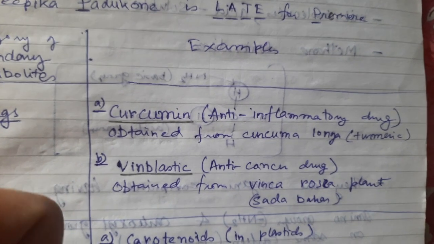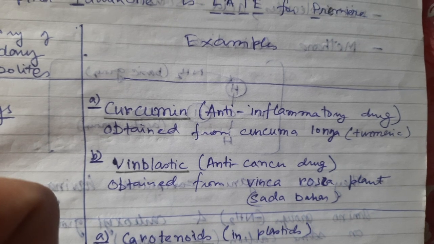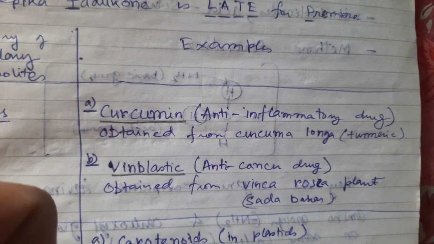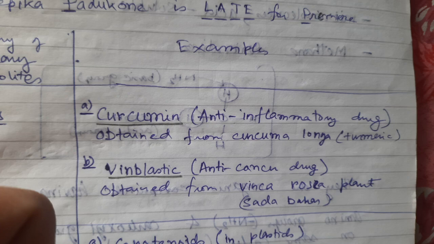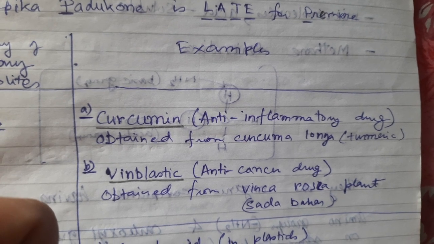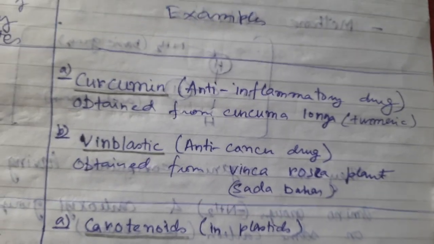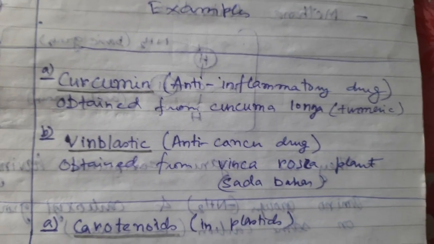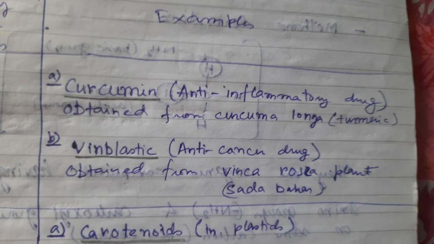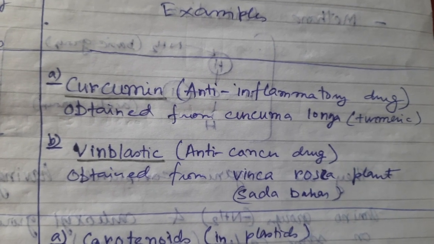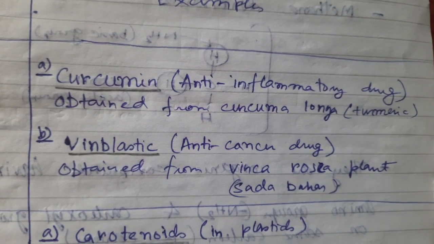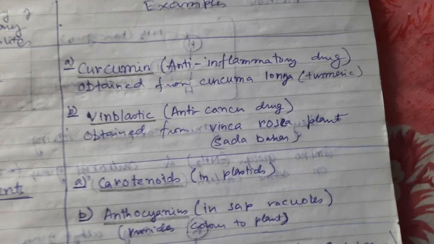So the first drug is curcumin. It's an anti-inflammatory drug and is obtained from Curcuma longa, that is turmeric. And then there's vinblastine, an anti-cancer drug that is obtained from the Vinca rosea plant, and other drugs.